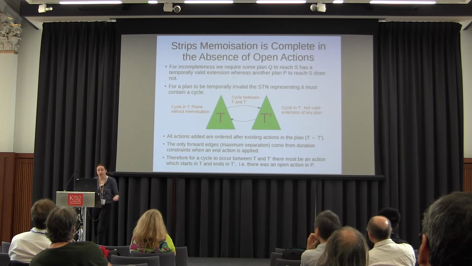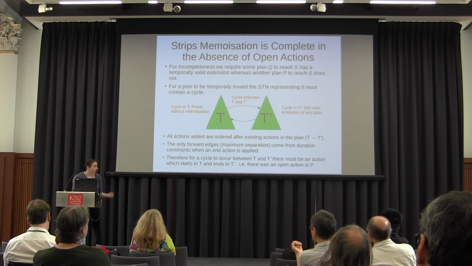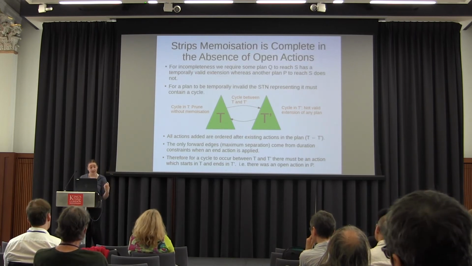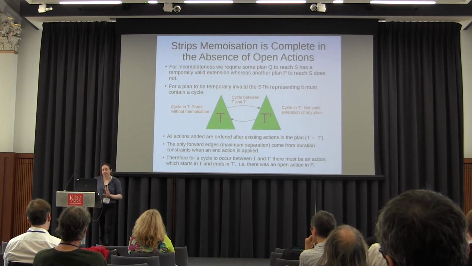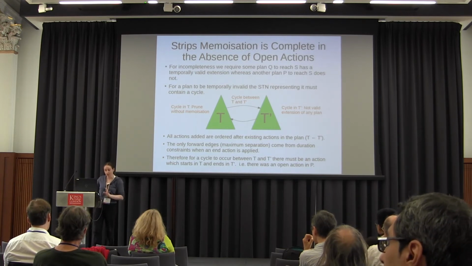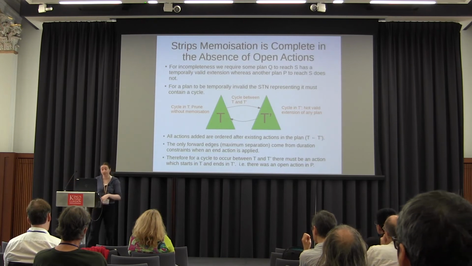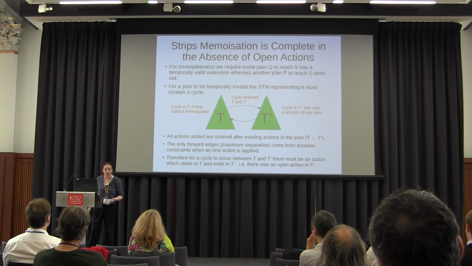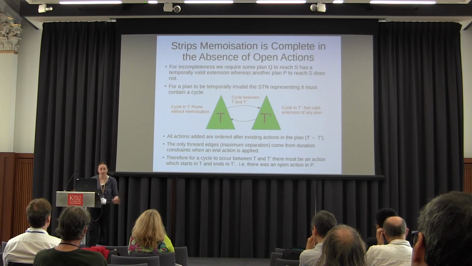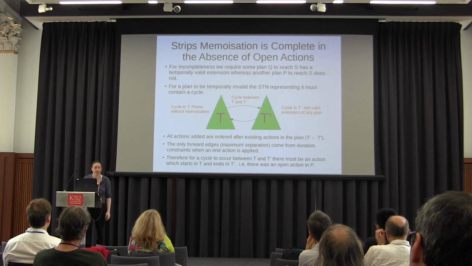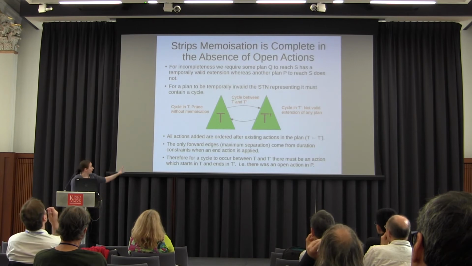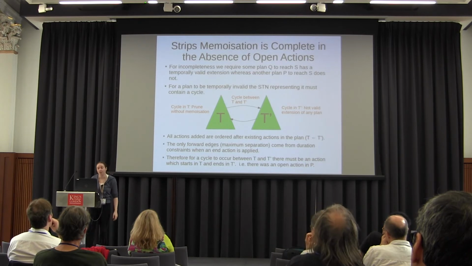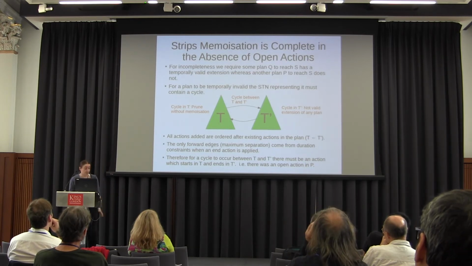So incompleteness arises in temporal planning if we've got some state which we've reached by a plan, and we've memorized that, but that later inevitably leads to a temporal contradiction. There's no valid temporal extension of that plan. However, there is some other plan to reach that state which would have a valid temporal extension, but we consider that after this one, after we've memorized it. So for a plan to be temporally invalid, the STN, simple temporal network, representing the plan, must contain a cycle.